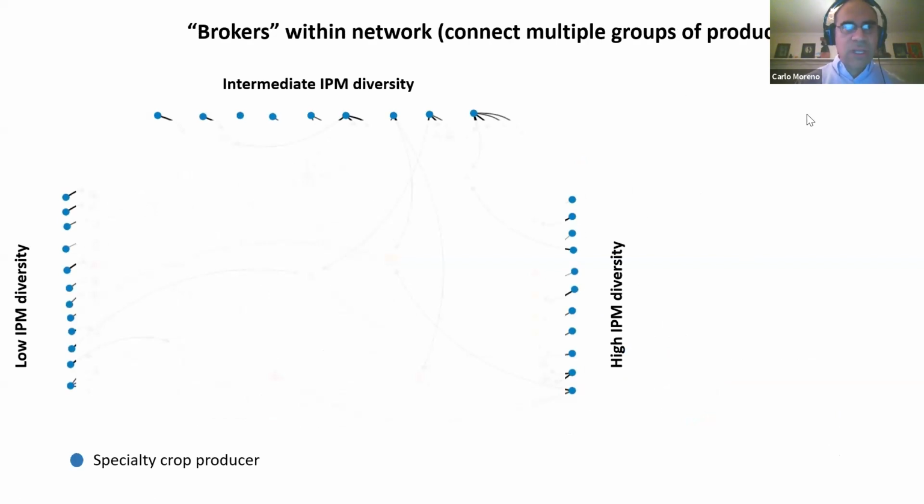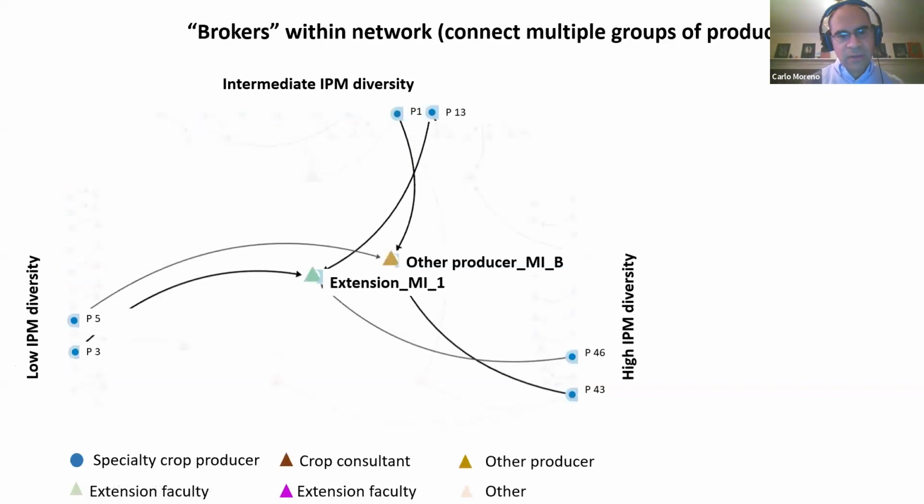Now, I told you that one of the key results you can find from doing these social network analyses is to identify brokers. So if we were to spatially arrange the 32 producers into the 3 IPM categories that I talked about earlier, with our low IPM diversity group here, our intermediate diversity group here, and our high IPM diversity group here, we found that there were 2 individuals that connected all 3 of these groups. One of them was an extension, and the other one was another producer.